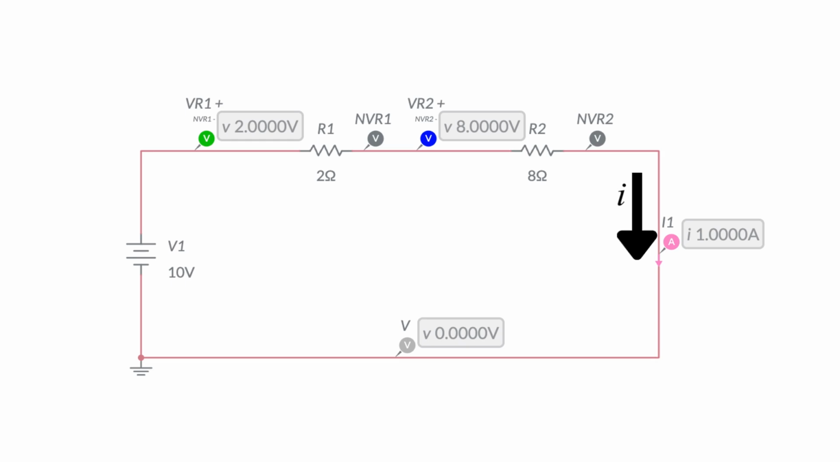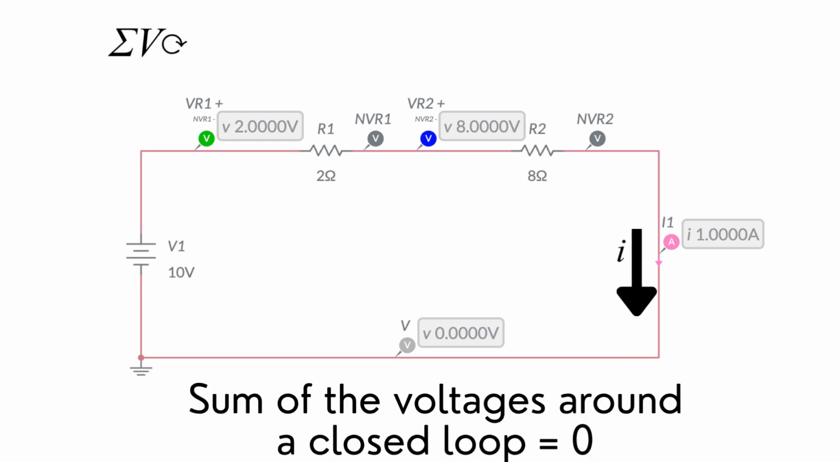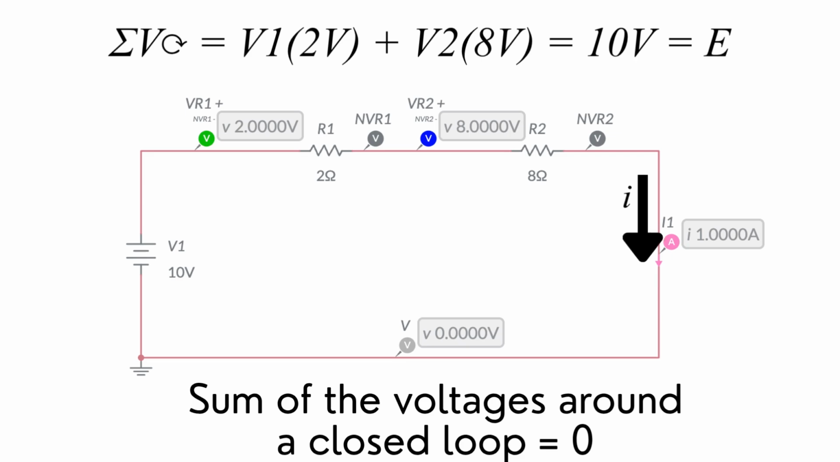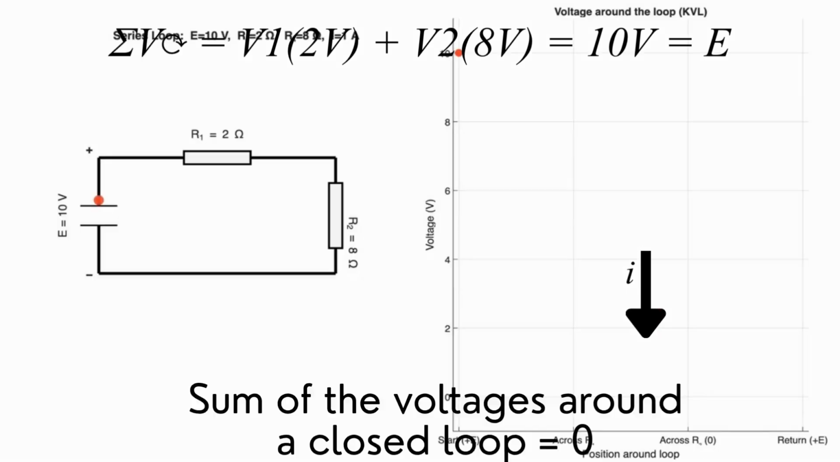In this series DC circuit, each resistor value is equal to the voltage drop across it. Thus, summing the 2-volt drop across R1 and the 8-volt drop across R2, we get a 10-volt total drop. This sum, being equal to the supply voltage E, confirms Kirchhoff's voltage law.